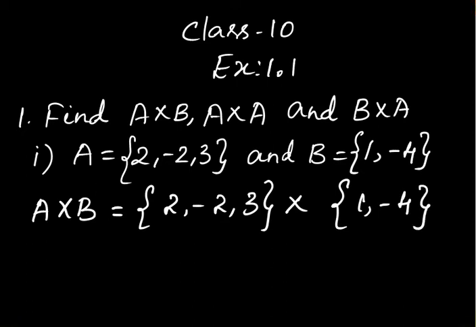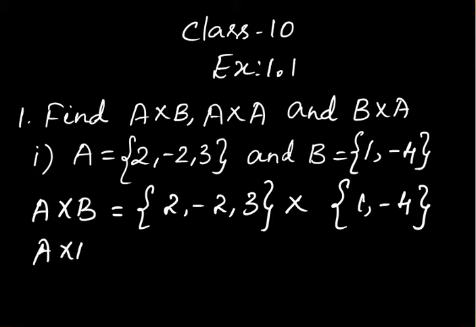If you want to check whether your answer is correct or not, count the number of elements in A. A has 3 elements and B has 2 elements. Multiply these two numbers, 3 into 2. So you should get 6 ordered pairs. Now we will start writing the A cross B value.